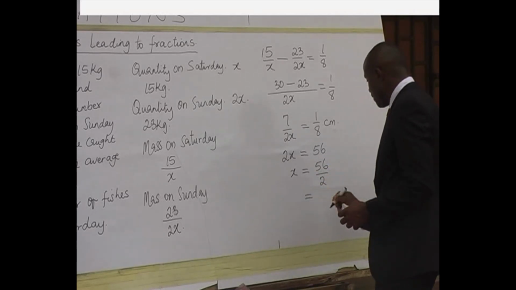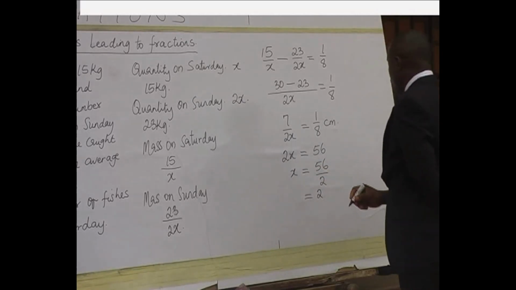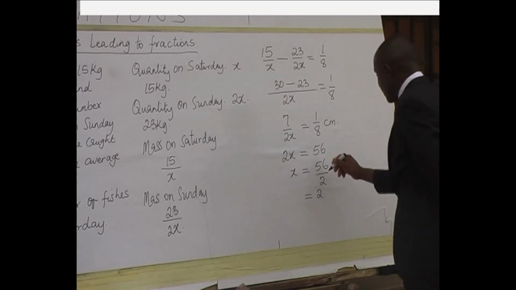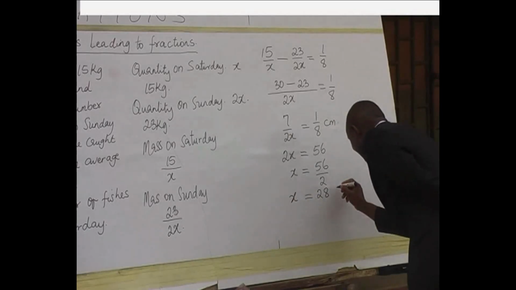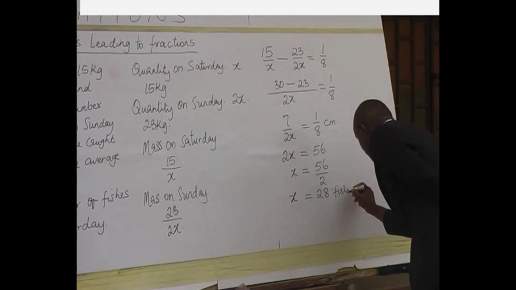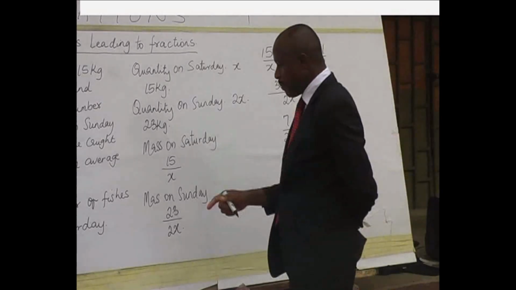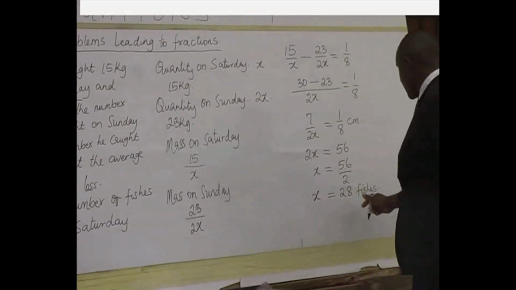If 2 is dividing 56, 2 divides 5 is 2. You'll be left with 1. Put 1 at the back of 6 to be 16. 2 divided into 16 will give you 8. That means X is equal to 8 fishes. This shows that on Saturday, the fisherman caught 8 fishes.